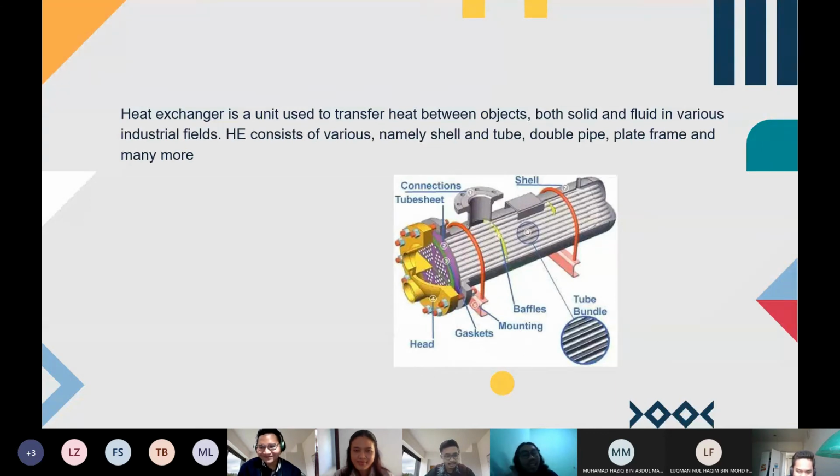Okay, the main topic that we're going to discuss is the heat exchanger. A heat exchanger is a unit used to transfer heat between objects, both fluid and solid, in various industrial fields. Heat exchangers come in various types, namely shell and tube, double pipe, flat frame, and many more. This is the picture of the shell and tube heat exchanger, as we can see right here.